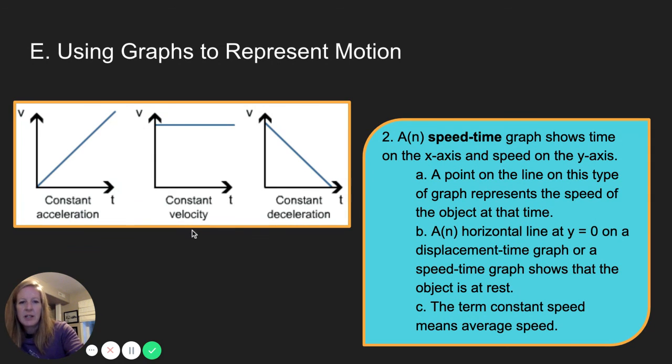So those are the key things related to different graphs and looking at motion. I hope that helps you get a good base understanding when we're talking about position, direction, displacement, speed, velocity, and a little bit about acceleration in some of our graphs.